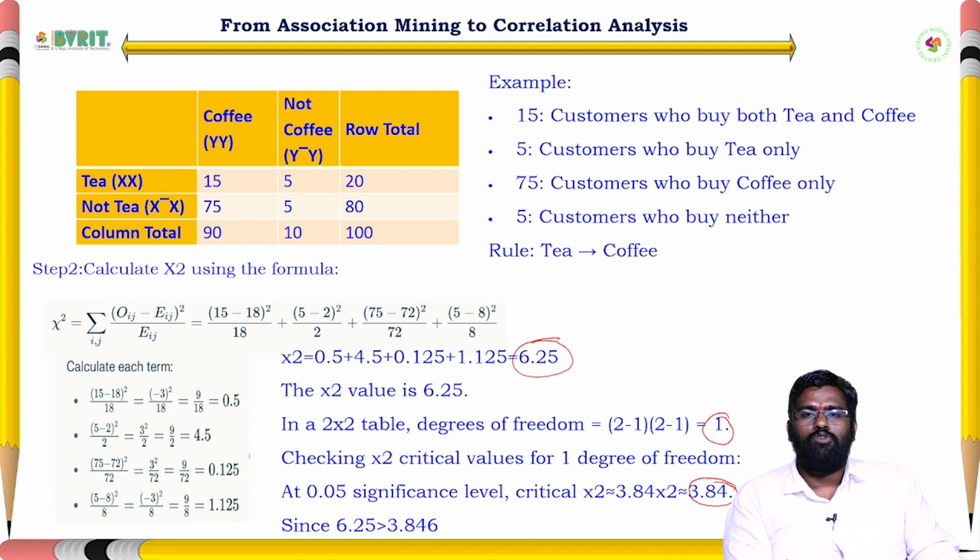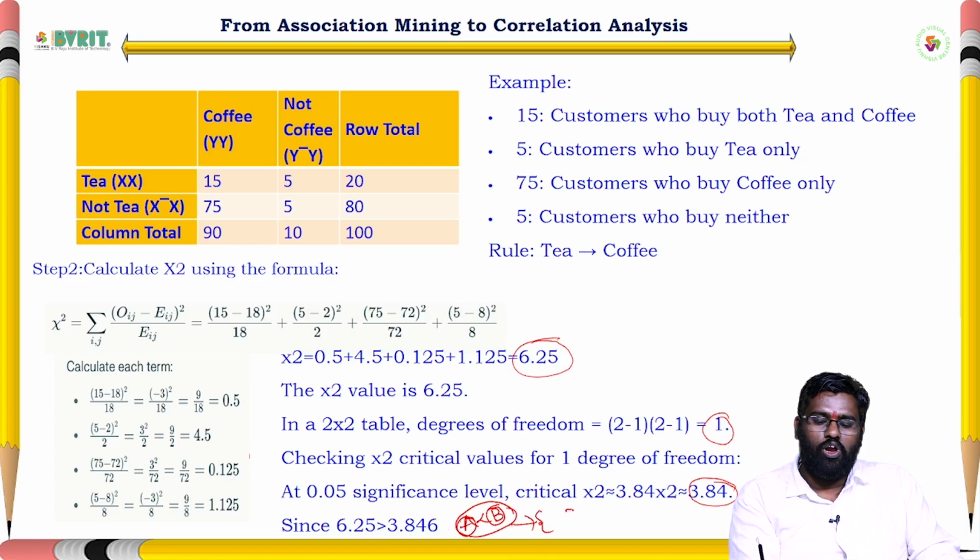Why we move from association mining to correlation analysis: whenever the given confidence values are misleading, we need to move to correlation analysis. Finally, the condition is that if the critical value is less than the computed value, the values are correlated. But here, 6.25 is higher than our given significance value. So that's why this set of values does not match the set of confidence values. That is about association mining to correlation analysis between the values.